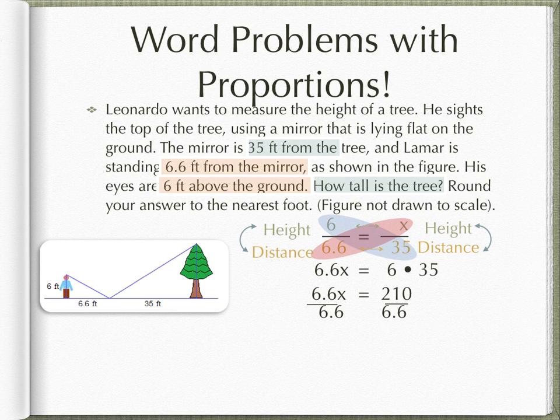We can go ahead and use the calculator, and when we do that, we get 31 and 818 thousandths, which is equal to 32 feet when we round up to the nearest foot. Remember, because the 8 is larger than 5, we round up to 32.